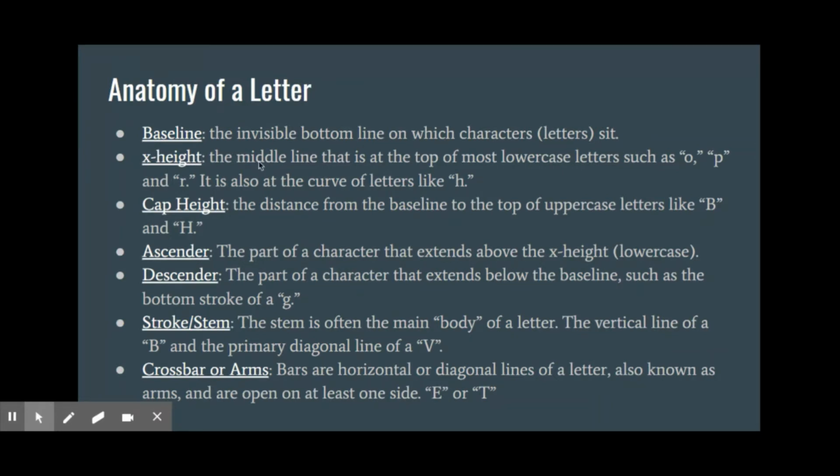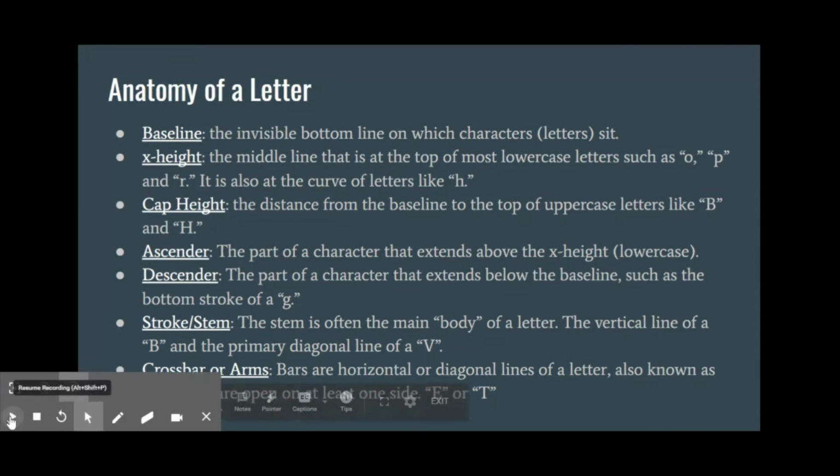So imagine an invisible line at the top of all of your lowercase letters, keeping those in line. And then the last line that you have that helps you create your letter forms is called the cap height. So it's the distance from the baseline to the top of an uppercase letter like a B or an H or any other capital letters. So when you're creating letters or looking at letter forms, there are 3 invisible lines that make up the supports for those letters. So you have a baseline, an X height, and a cap height.